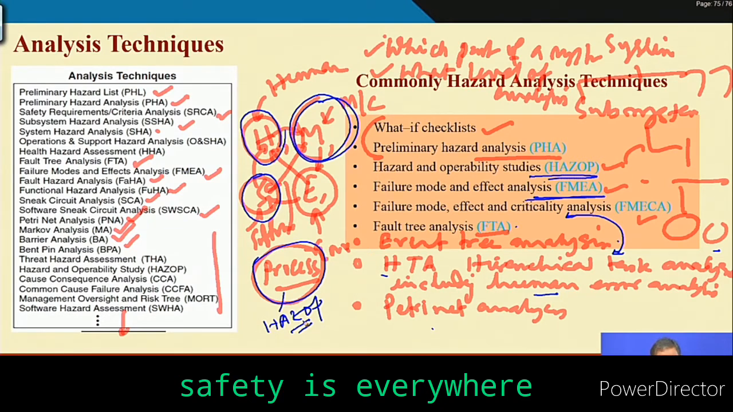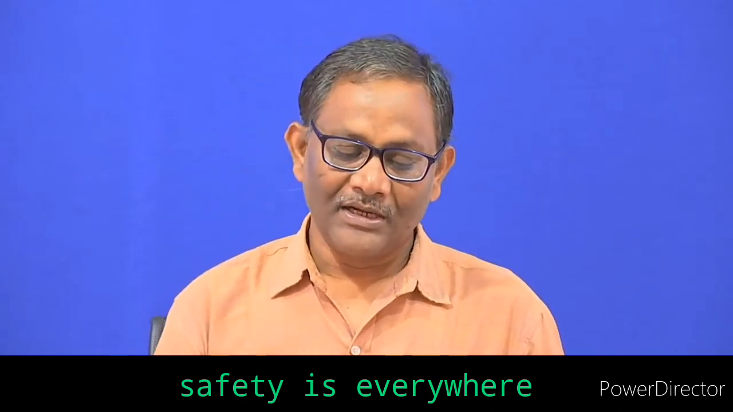We are not able to tell you all the techniques, but some of the techniques we will discuss, and today in this particular lecture I will be discussing the preliminary hazard list. So, keep in mind there are multiple techniques, known as hazard identification techniques, sometimes we say hazard analysis techniques also. Whatever it may be, hazard identification is the first stage, followed by hazard analysis.